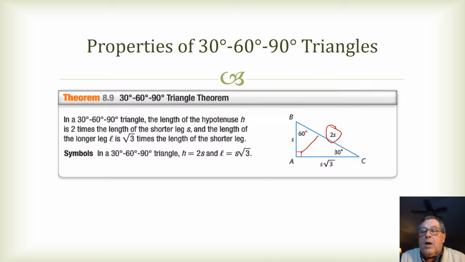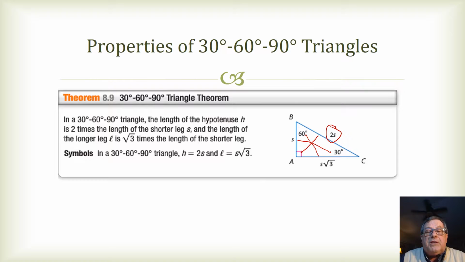Now, where's the shorter leg going to be? It's going to be the leg or the side opposite the 30-degree angle. And then the length of the longer leg, and which is going to be the longer leg? The longer leg is going to be opposite the 60-degree angle. It is the square root of 3 times the length of the shorter leg.